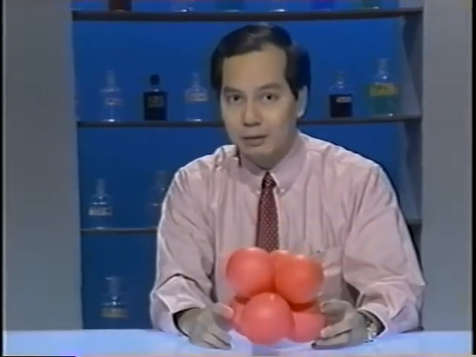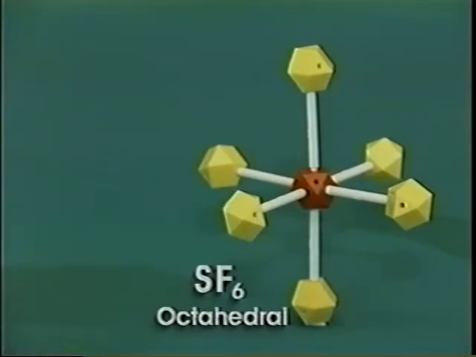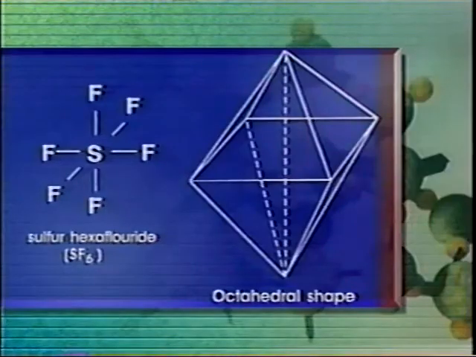To show the geometry of some simple molecules, let's use balloons to represent electron pairs. We can start with a molecule with 6 electron pairs around the key atom. An example of this would be sulfur hexafluoride, or SF6. In SF6, all 6 pairs of electrons are bonded to 6 fluorine atoms.